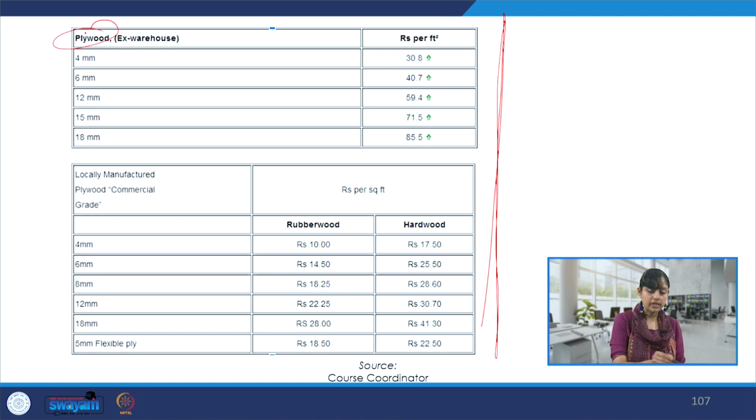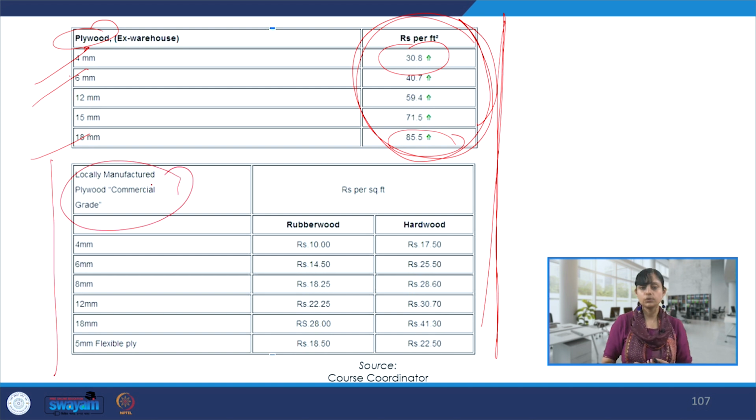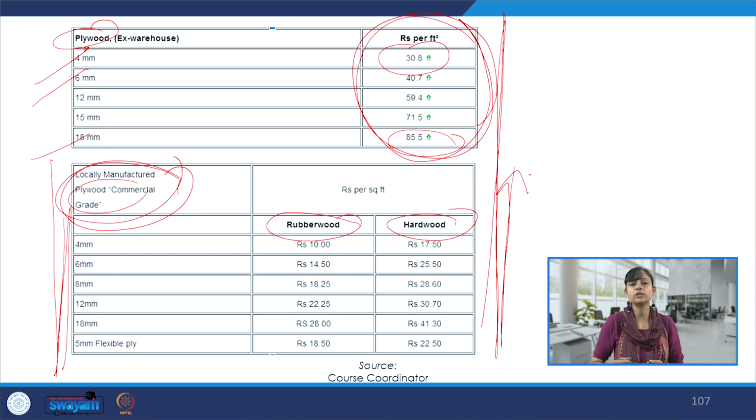So if we talk about plywood that we also saw a few slides ago, there are sections which are available in the market, standard sizes, 4 mm, 6 mm, all the way to 18 mm, and then there is per square feet cost over here, which has different range, 30 all the way to 85 or 90. And then if we talk about other grades, we talk about rubber wood and hardwood, and then these plywood commercial grades, they are also available in different standard sizes, and there are per square feet costing that you see on the screen.